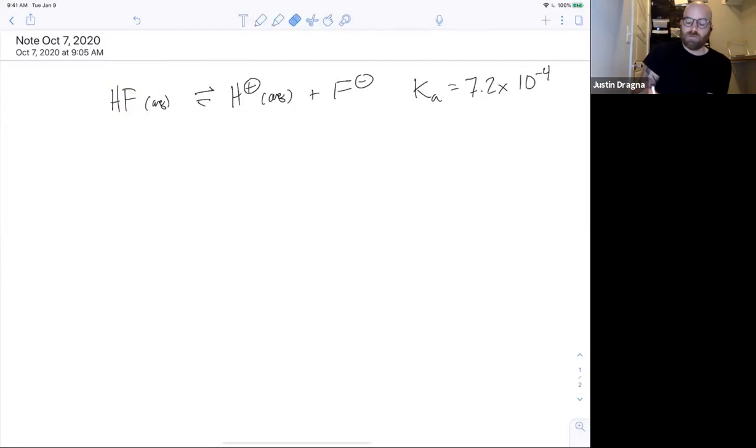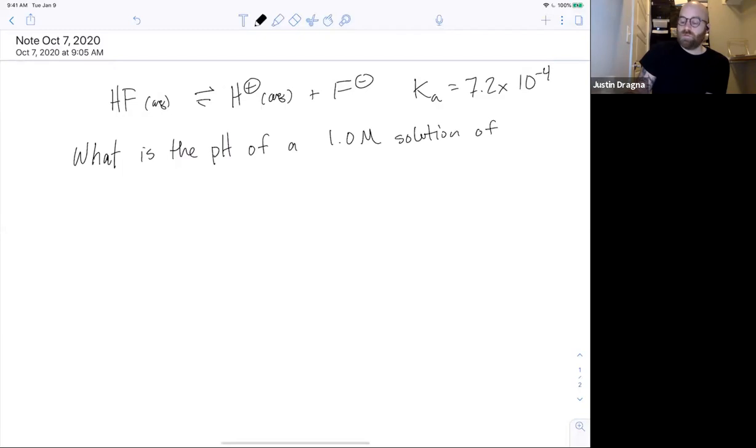Let me not write in script. What is the pH of a 1 molar solution of HF and 1 molar sodium fluoride? What is the pH of a 1 molar solution of HF and a 1 molar solution of sodium fluoride? I think that's generally how these are phrased.